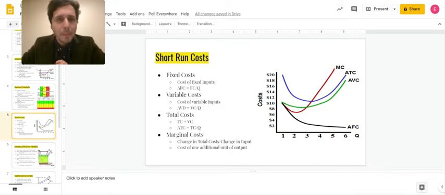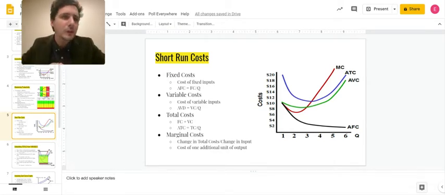Cost curves. So first we have to just get some basic definitions. What are fixed costs? Fixed costs are the cost for fixed resources, which we just talked about in the last video. Fixed resources is your land, your capital, things that when I increase the quantity I'm producing, I don't actually have to increase the amount of these.